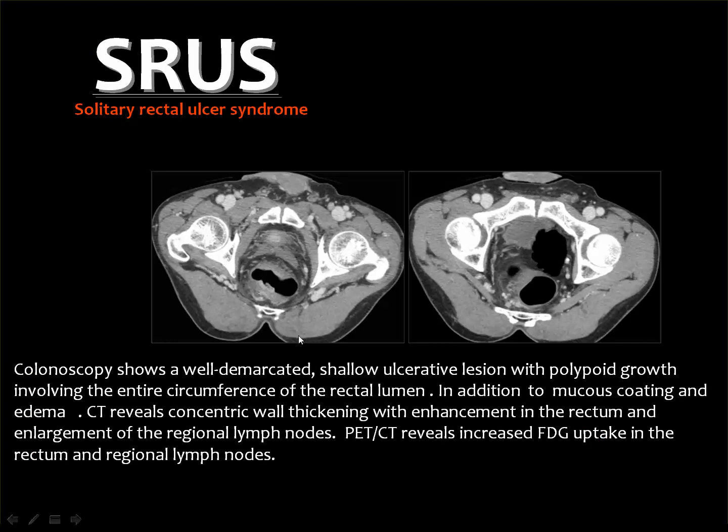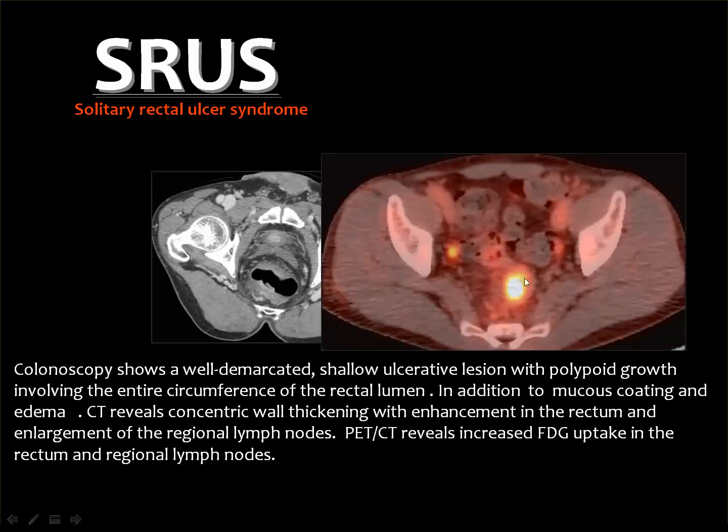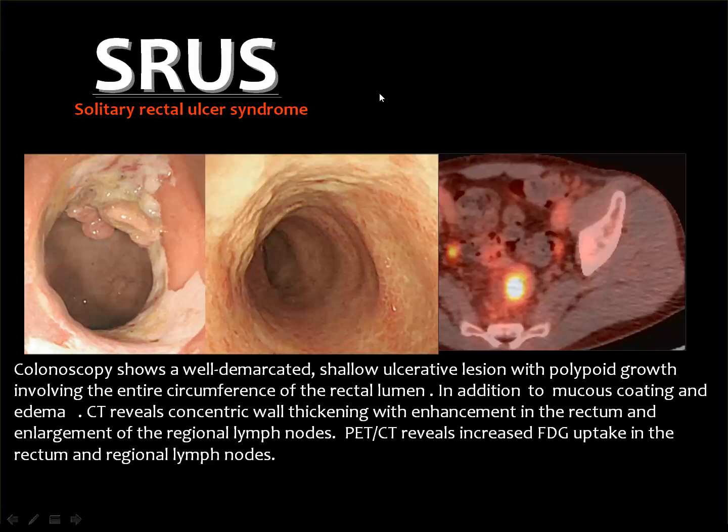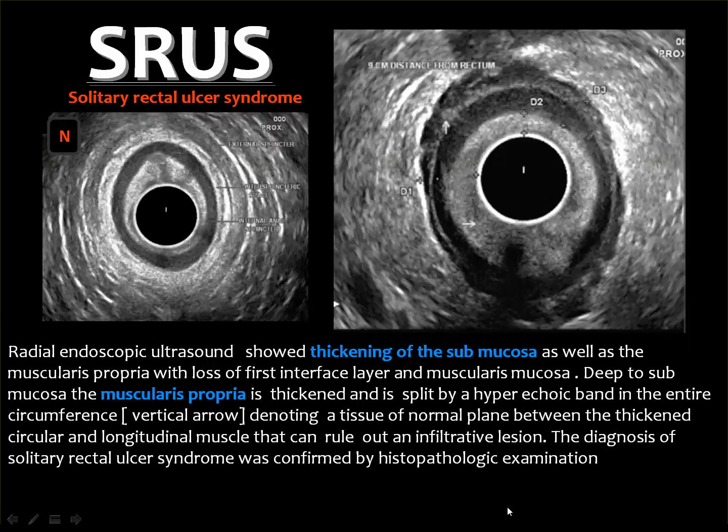And this is another example, and it was diagnosed as solitary rectal ulcer syndrome with non-uniform mucosal thickening of the rectum, as you can see, and significant metabolic activity on PET-CT. And this lesion was diagnosed as solitary rectal ulcer syndrome. And you see the appearance by endoscopy is relatively pathognomonic for this lesion.